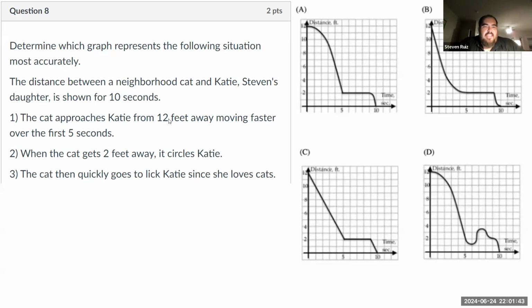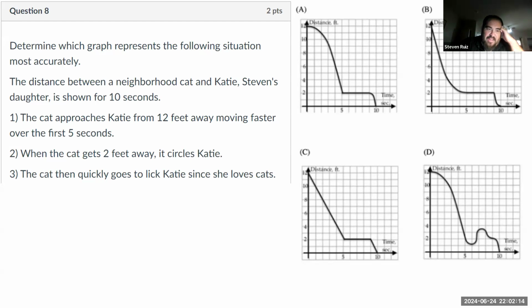The cat approaches Katie from 12 feet away, so moving faster over the first 5 seconds. So she starts from 12 feet away. Do all these graphs start from 12 feet? They all do. Moving faster over the first 5 seconds. So the cat's moving toward Katie and accelerating toward her, which means the distance needs to be decreasing at a decreasing rate.